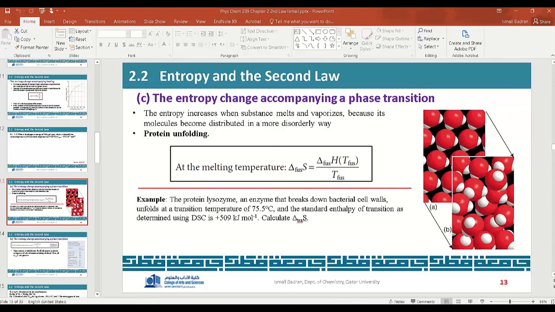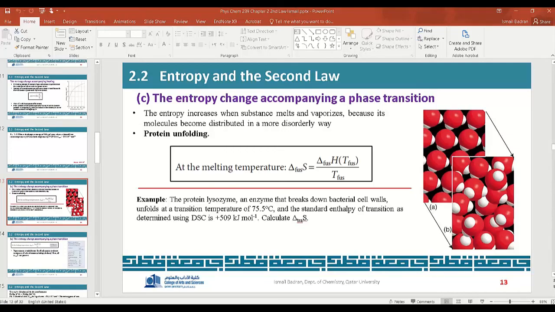At that transition temperature, we say delta S transition is equal to delta H for that transition divided by the T of transition. An example of that is melting, so we say delta S melting, or delta S fusion, is equal to delta H fusion divided by T fusion.